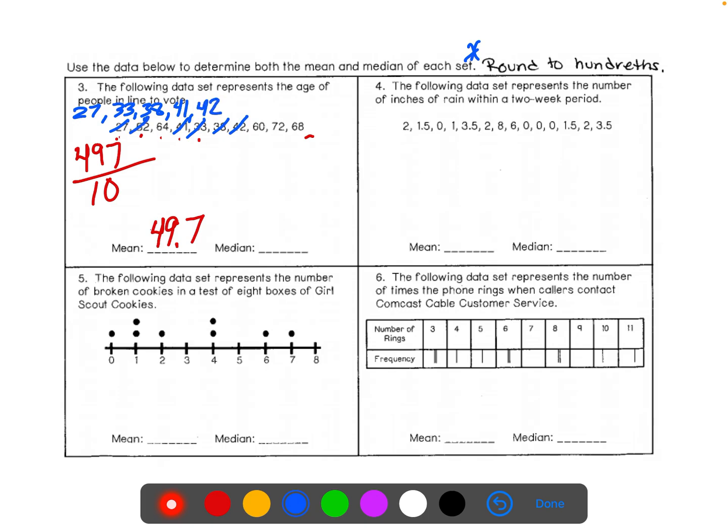50s, we have 52. Then we have 60, 64, and 68. And then finally, 72. All right.